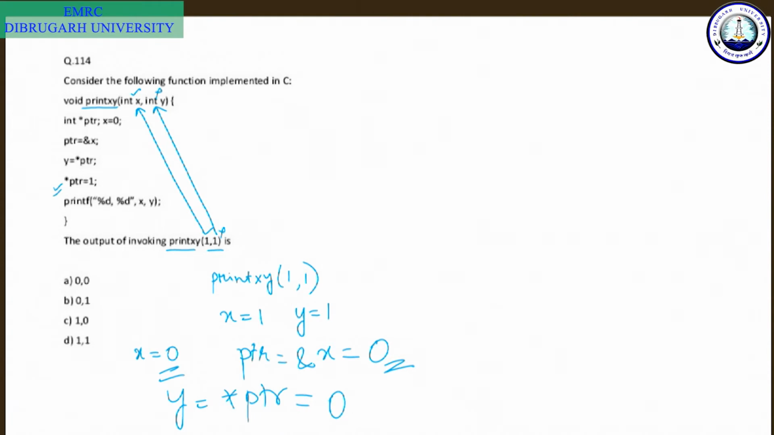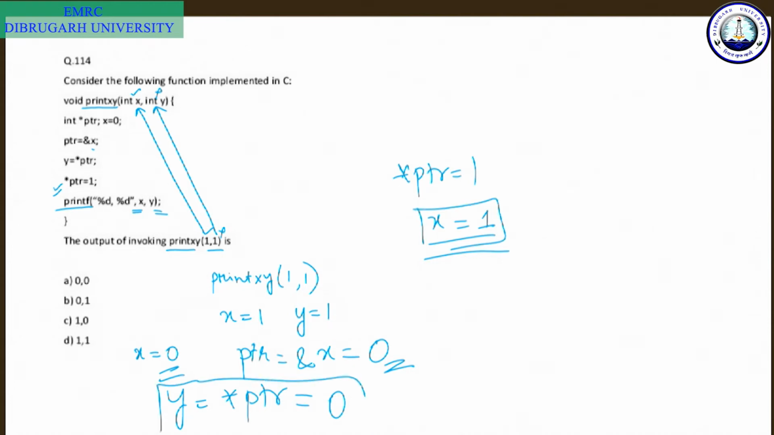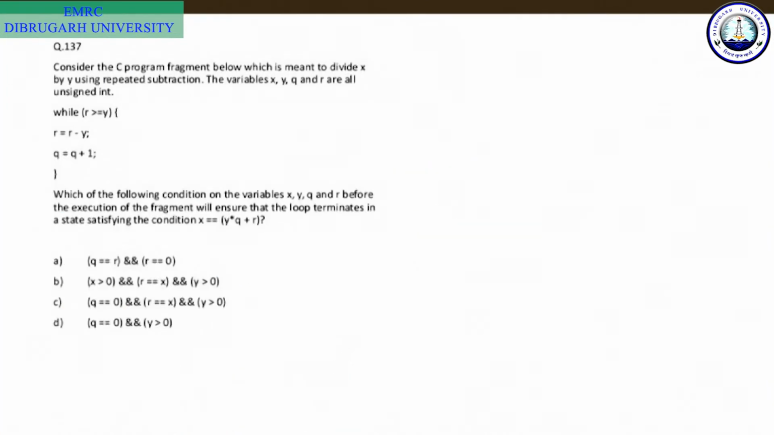Next, we have seen that this pointer PTR is being assigned value 1. So, as this pointer PTR is pointing to x, x will be changed to 1. So, your variable x also needs to be modified, and it will be changing to 1. So, coming to the printf for the values of x and y, you can see that the value for x is 1 and the value for y is 0. So, your answer is 1 comma 0. Then coming to the next question.